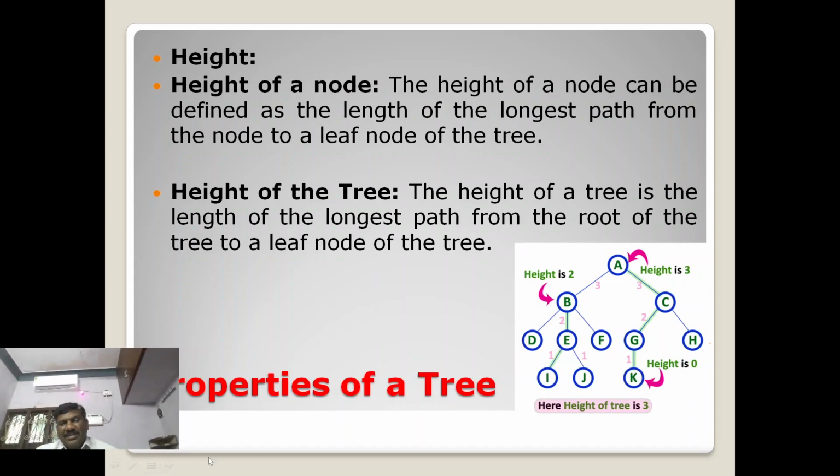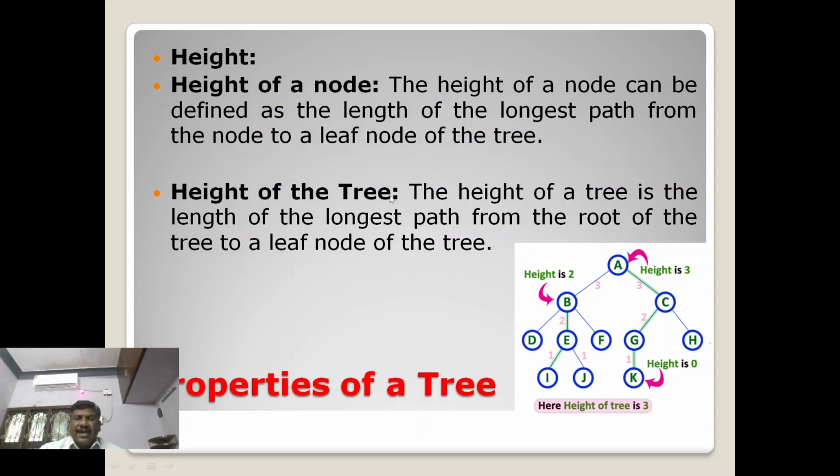Height. Similarly, the height of a node. For depth you calculate from the root to the node; for the height of a node you calculate from the bottom to the top. Here the height of G is 1, the height of C is 2, and the height of A is 3.